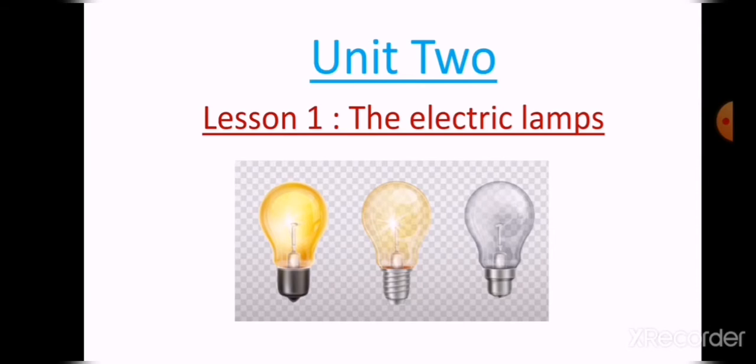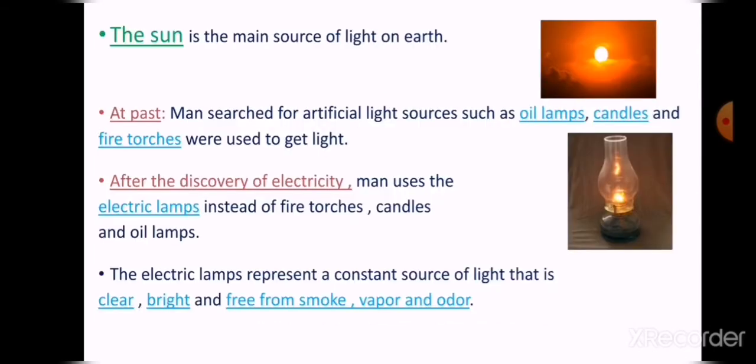Okay, let's start to explain Lesson 1, which is called the electric lamps. You have learned that the sun is the main source of the light on the earth. All of you know that the sun is the main source of the light on the earth.